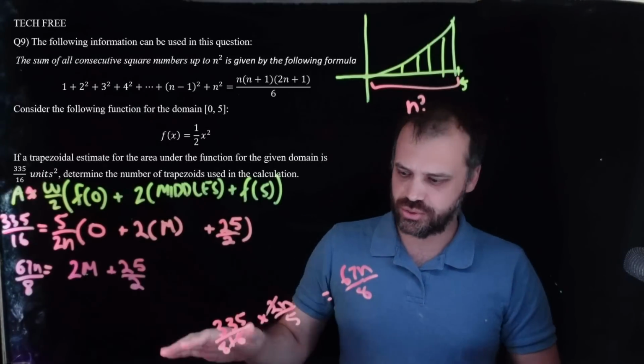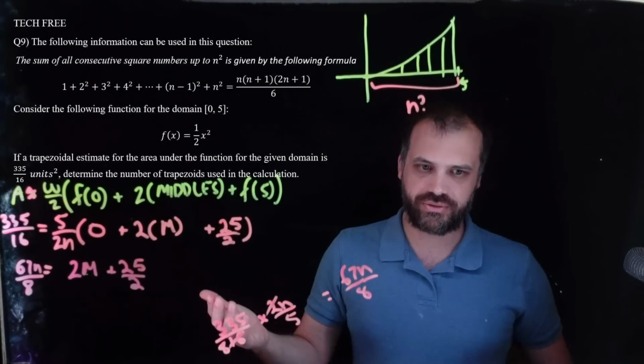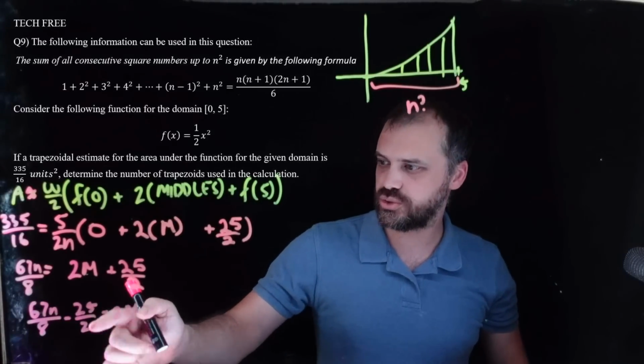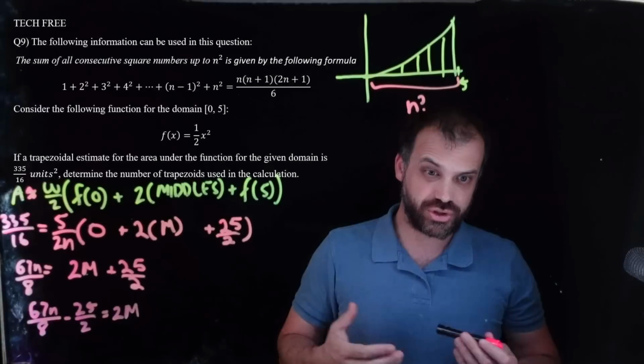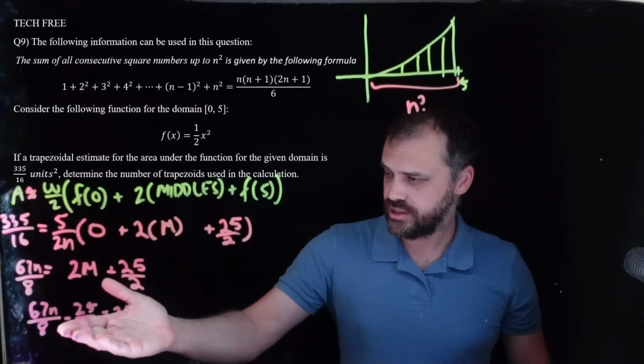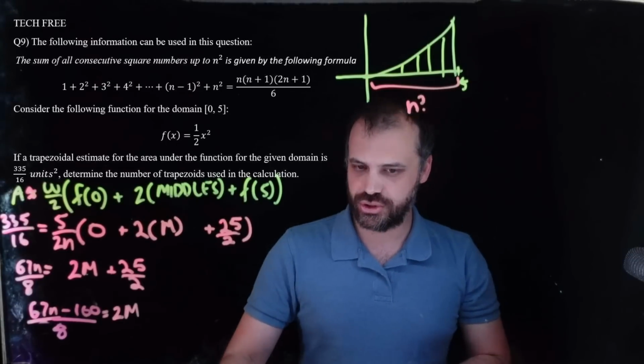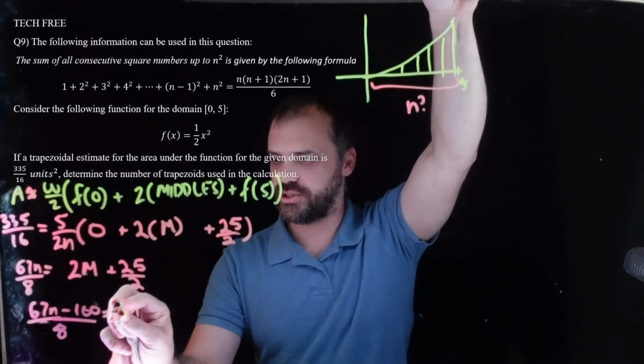I can probably get rid of the 25 on 2 by subtracting 25 on 2 from both sides. Now that's 67n over 8 minus 25 over 2. 25 over 2 is the same as 100 over 8. So I can just make that a single thing. And finally, I can get rid of this 2 by just dividing by 2.